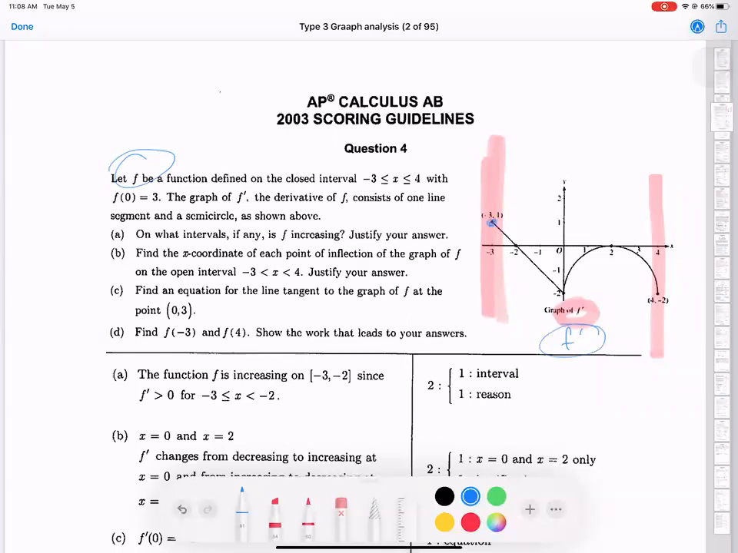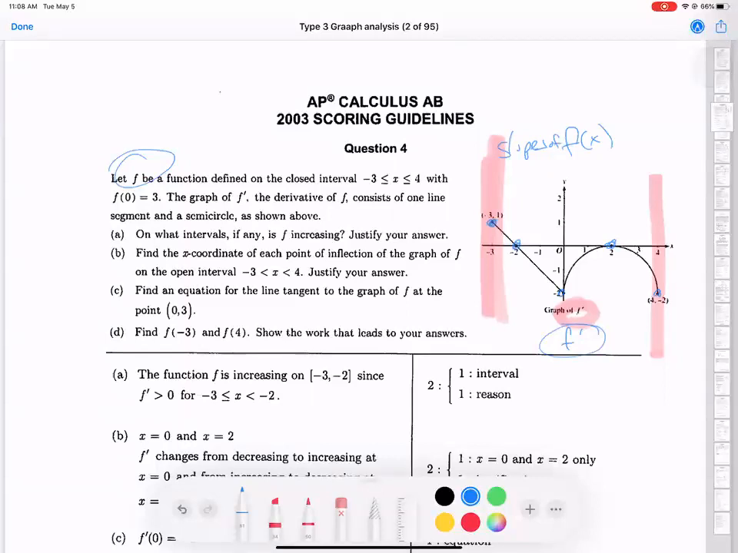The slope here is +1. The slope here is 0. The slope here is -2. The slope here is 0. And the slope here is -2 of f, right? These are the slopes of f of x, okay?